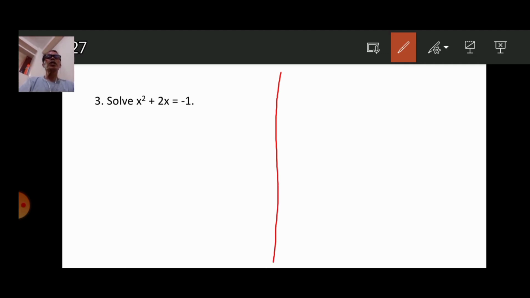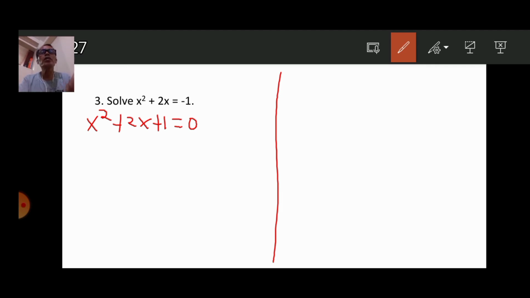Okay, we have x squared plus 2x equals negative 1. As you can see, the given quadratic equation is not yet written in its standard form. So therefore, we are going to write it in its standard form. So the standard form must be x squared plus 2x plus 1 equals 0. Now, the quadratic equation is already written in its standard form, so we can now use the discriminant.